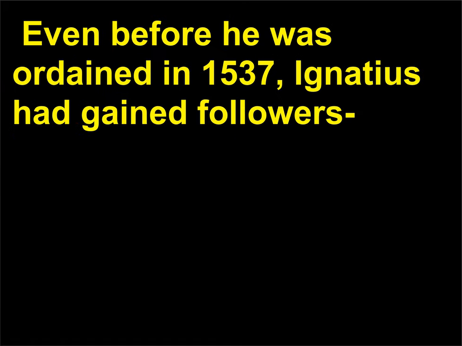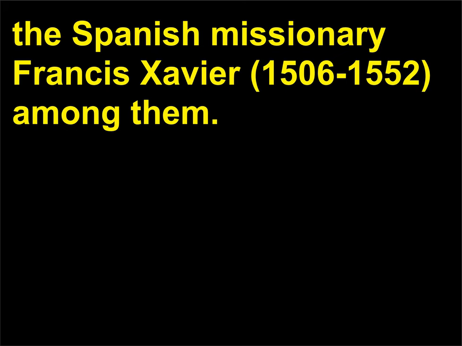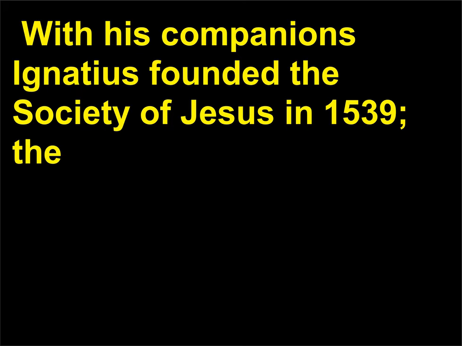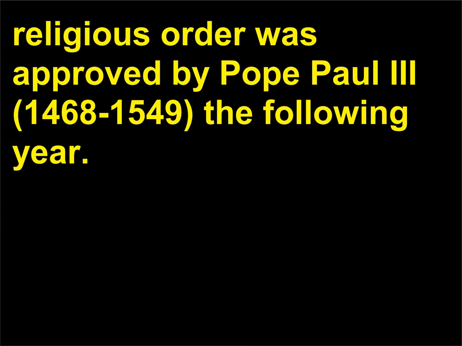Even before he was ordained in 1537, Ignatius had gained followers, the Spanish missionary Francis Xavier, 1506-1552, among them. With his companions Ignatius founded the Society of Jesus in 1539. The religious order was approved by Pope Paul III, 1468-1549, the following year.